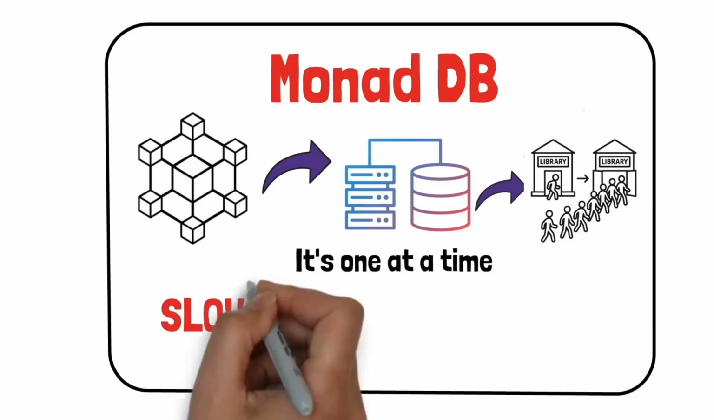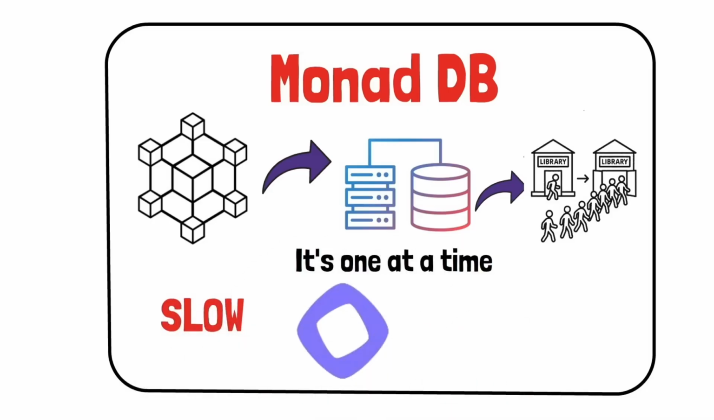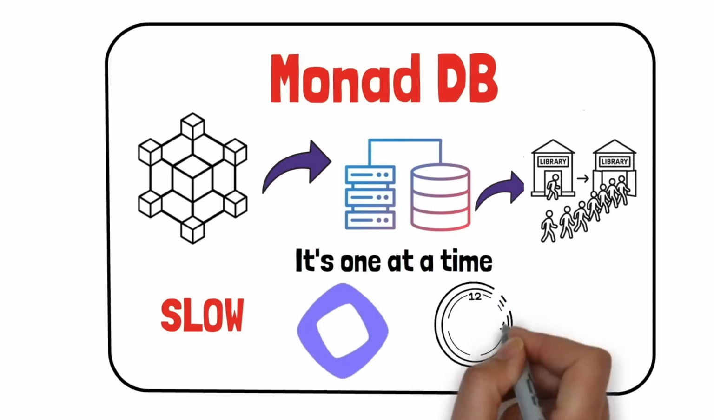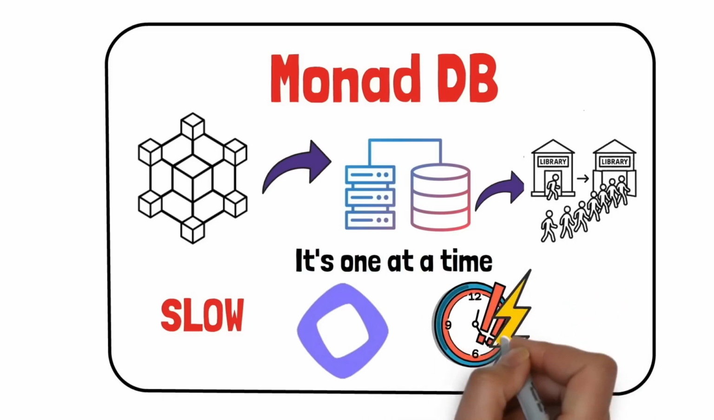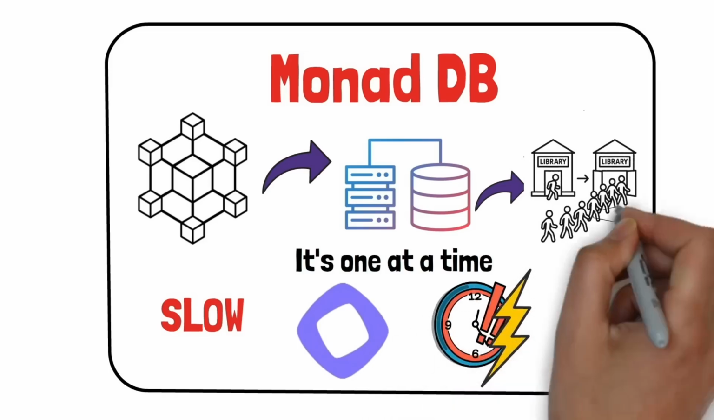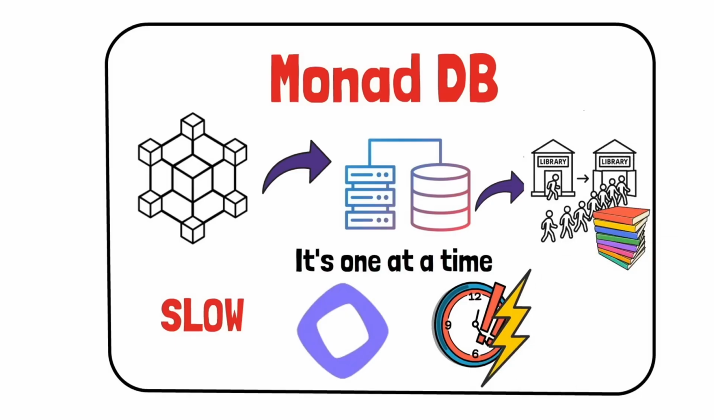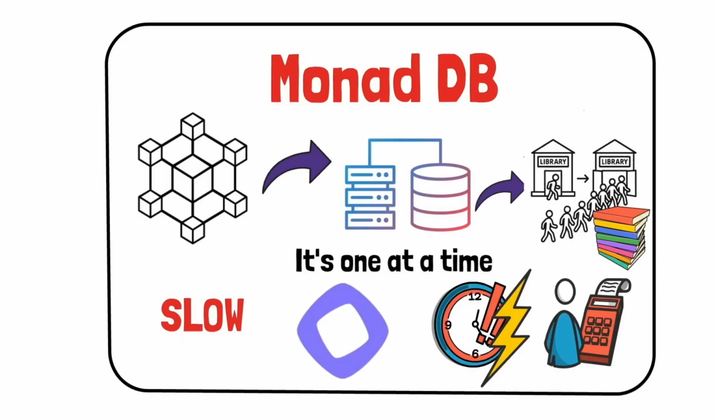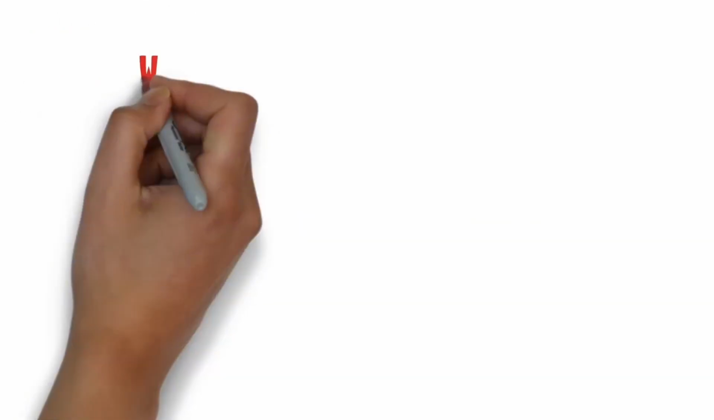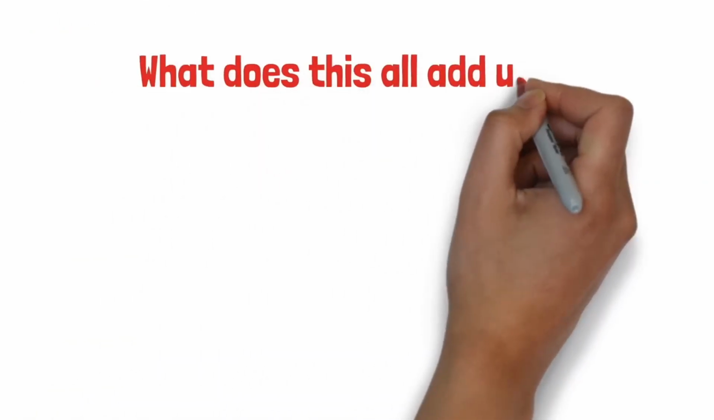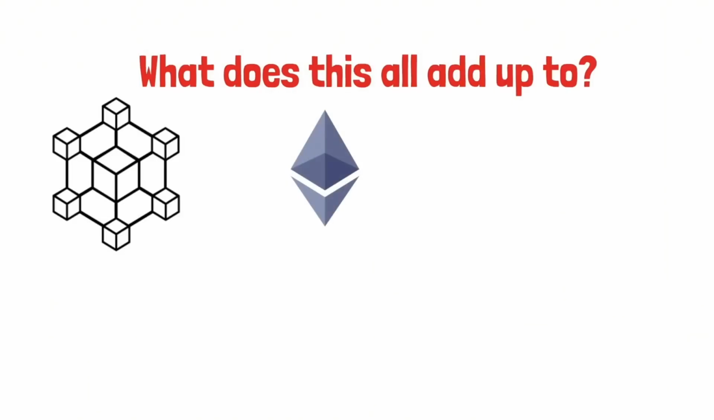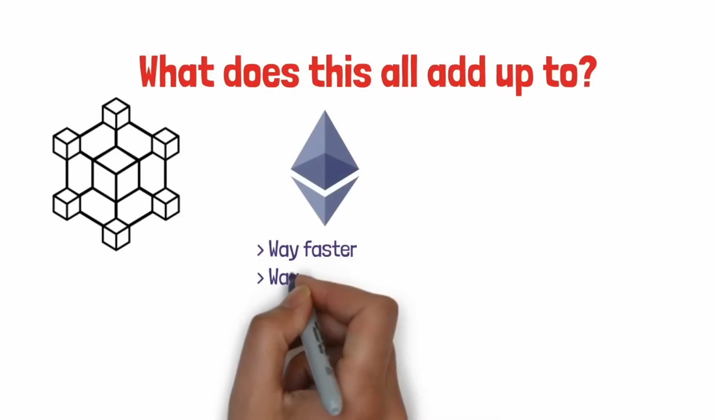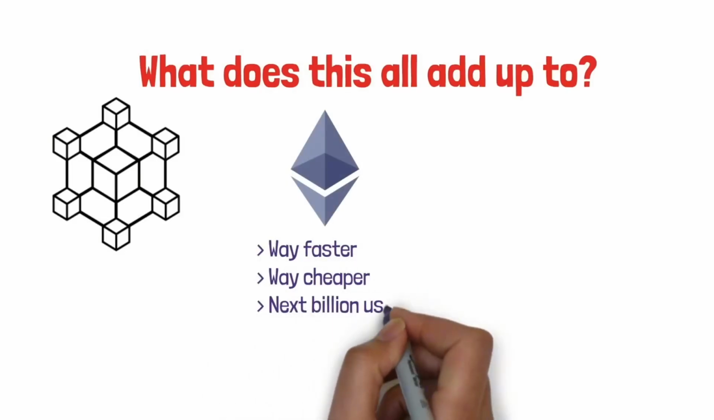Monad built its own custom storage system, namely MonadDB, that's made just for the unique needs of high-speed blockchains. This is like a library where everyone can search for their books all at the same time. It's much faster, cheaper, and more efficient. MonadDB handles data more efficiently, which speeds up every app and every transaction. So, what does this all add up to? A blockchain that's just like Ethereum, but way faster, way cheaper, and ready for the next billion users.